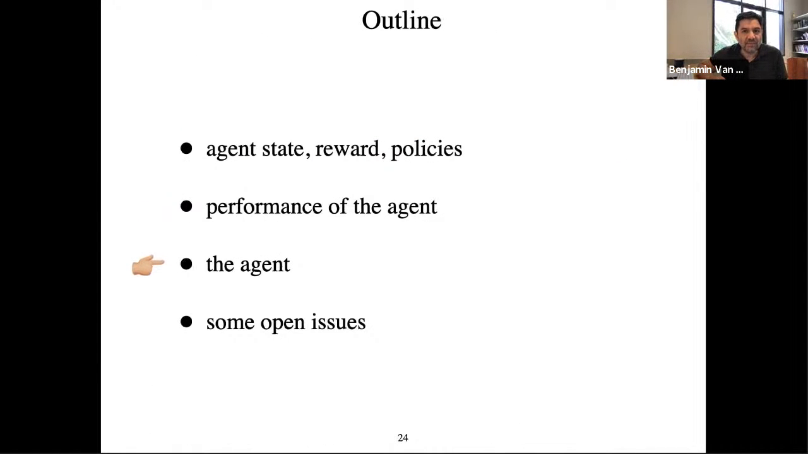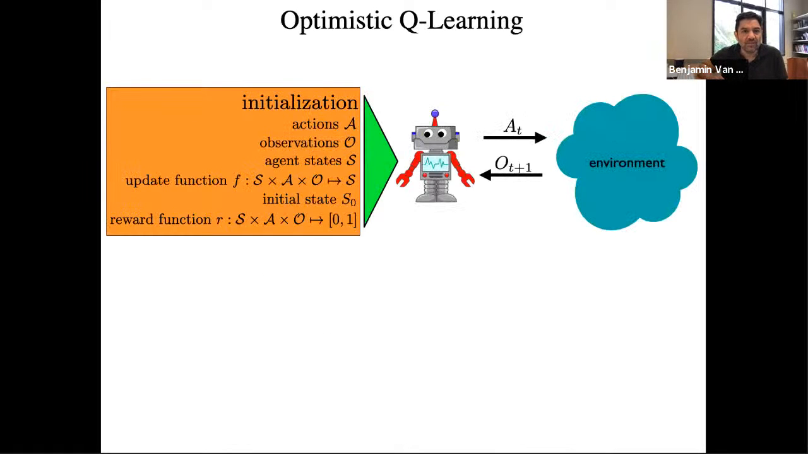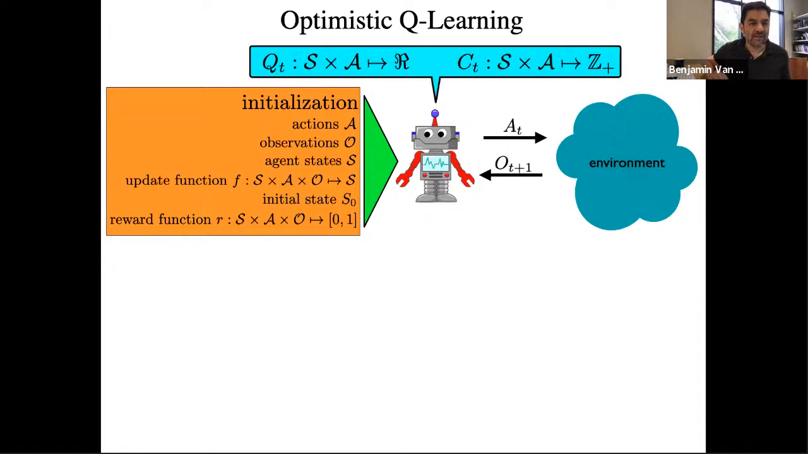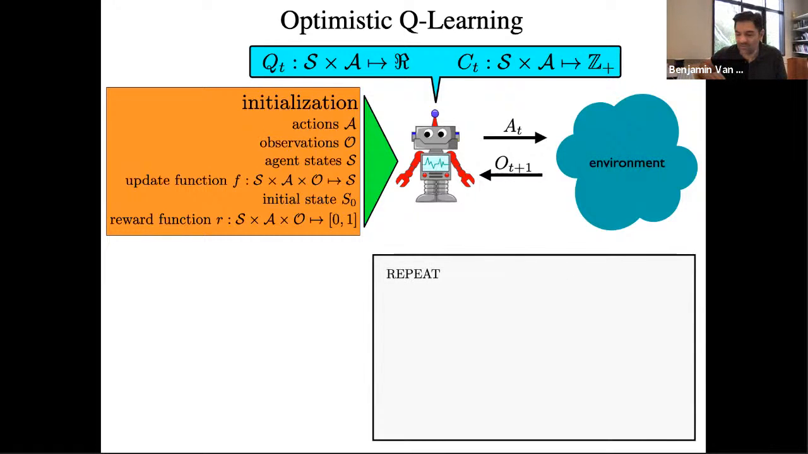All right, so let me describe the agent now. The agent uses an optimistic version of Q-learning. And just to remind you, here are the inputs required to initialize the agent. Among other things, as I mentioned, the agent keeps track of an epistemic state, which is comprised of an action value function and state action counts. And here's how optimistic Q-learning works.